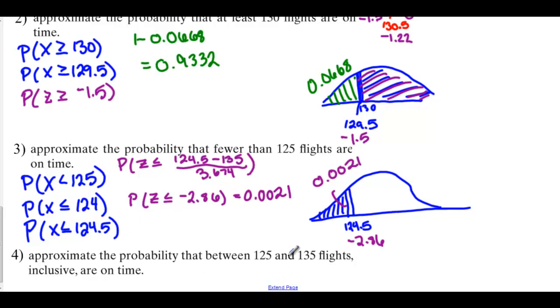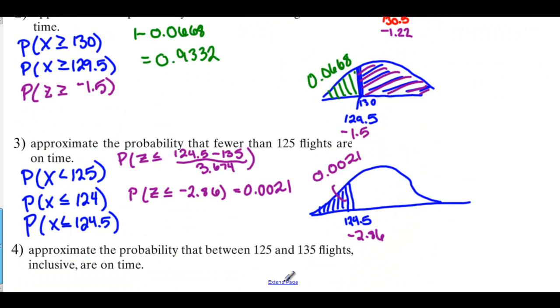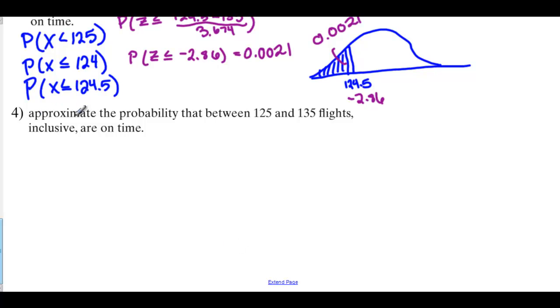All right, and then part 4. So part 4 is going to use part of the information we already have and then make us use a little bit of new information, I think. All right, so we want to approximate the probability that between 125 and 135 flights inclusive are on time. So what that's meaning is it wants to include the endpoints. So we want to find the probability that we are between 125 and 135 flights.